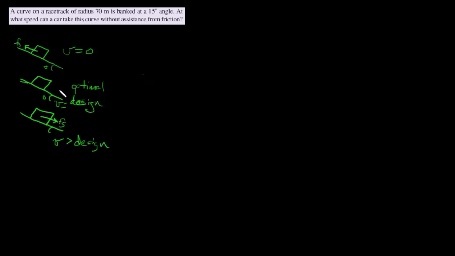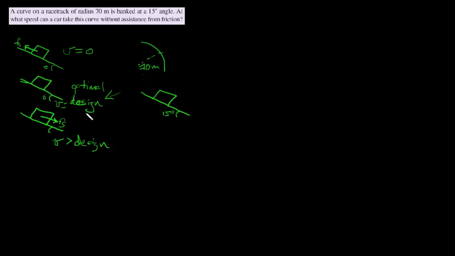And for this problem that we're going to do, we're going to figure out what's the design speed for a given bank. So we have a curve of a racetrack. The radius is 70 meters, and then it's banked at 15 degrees. So I'm going to go ahead and just draw it like an inclined plane. And this is looking from behind the car. So we have 15 degrees here. And then we have our car. At what speed can the car go without using friction?